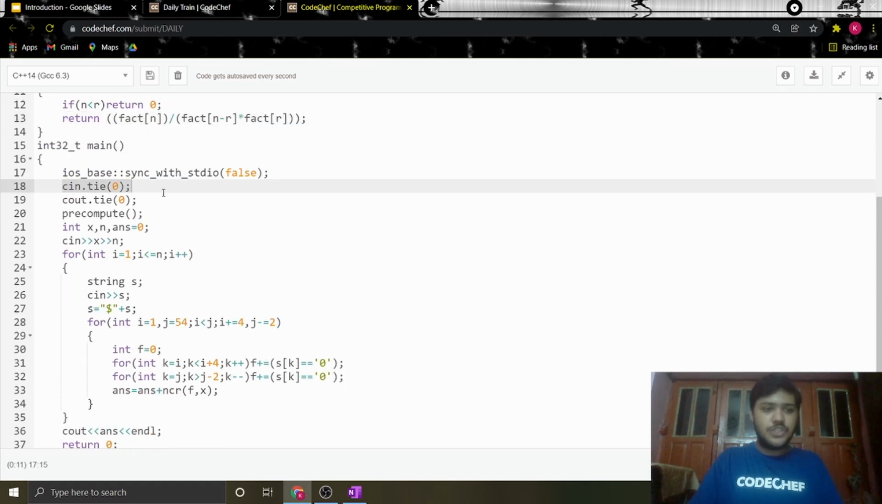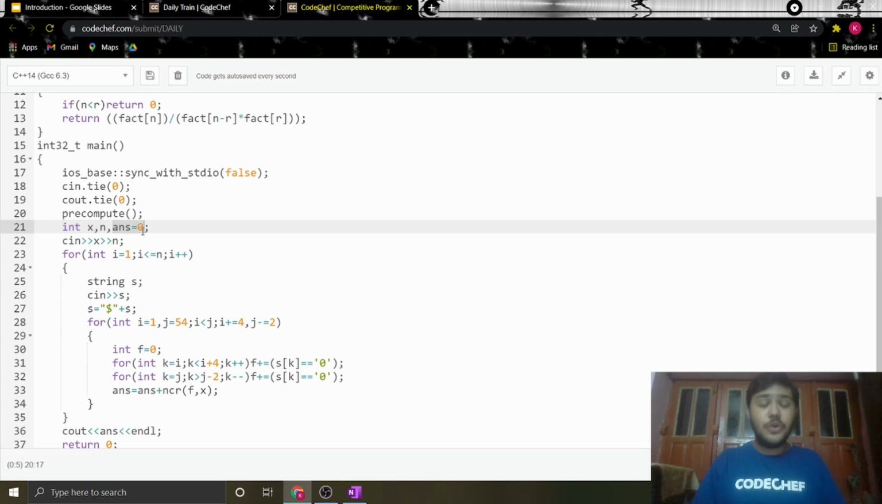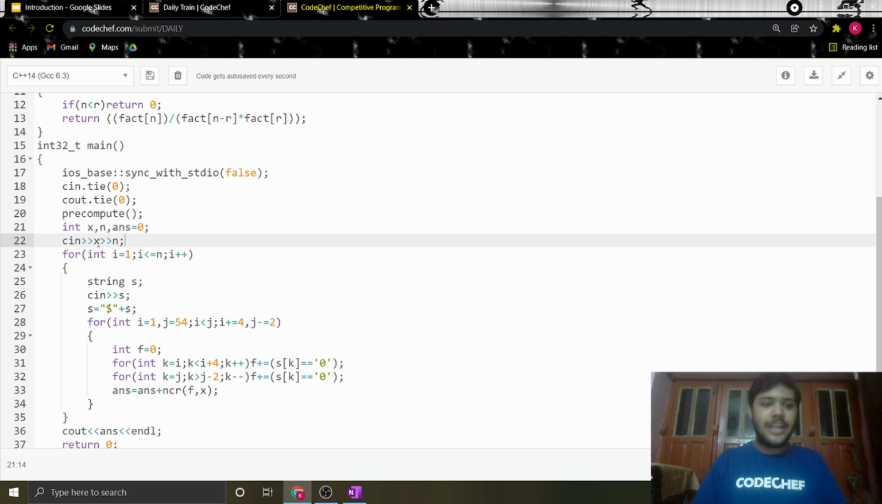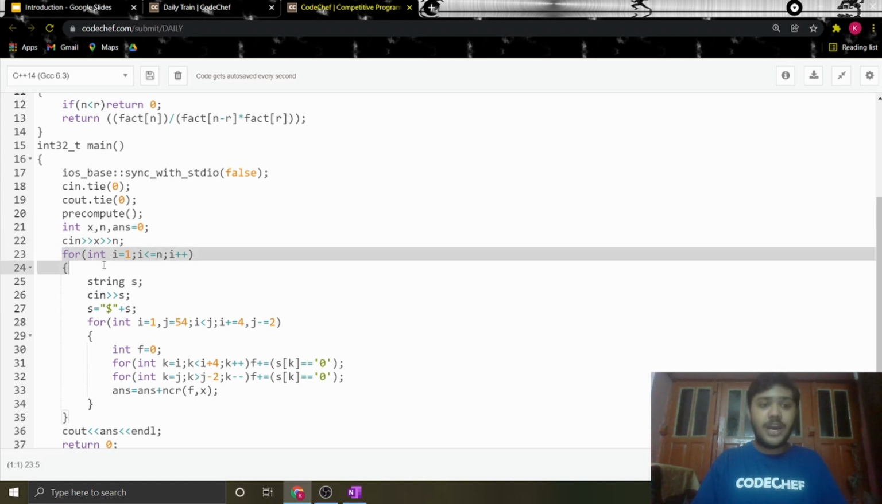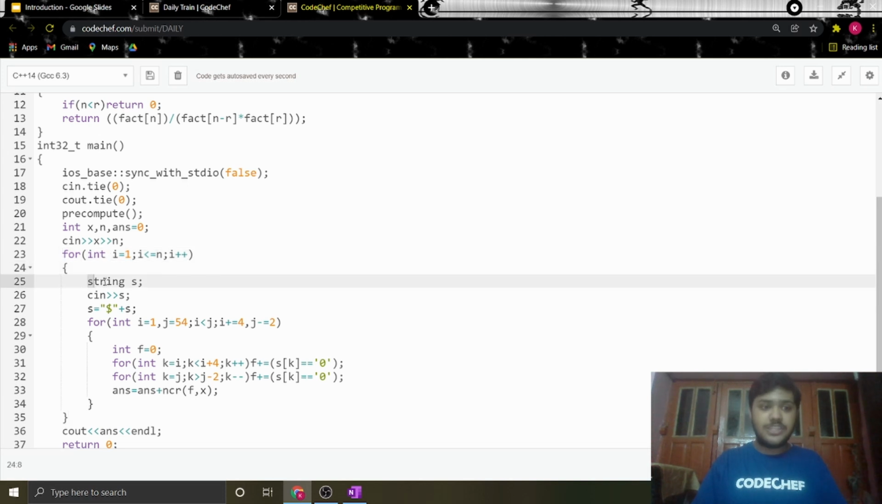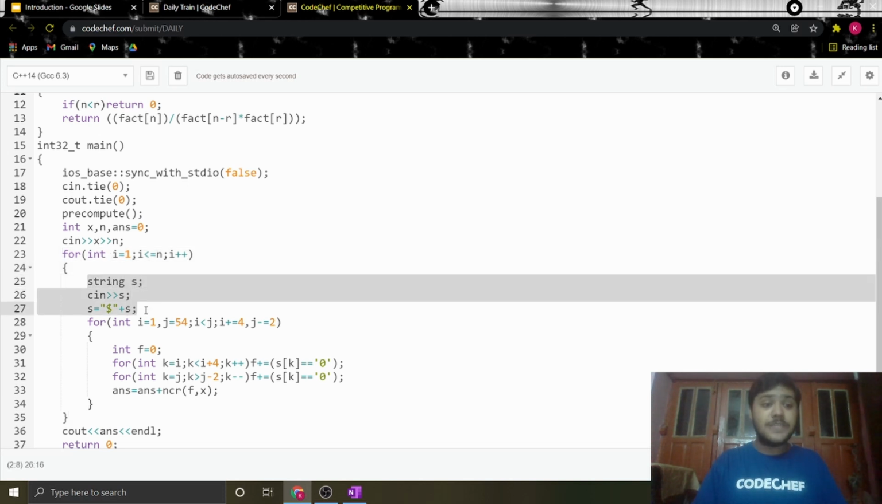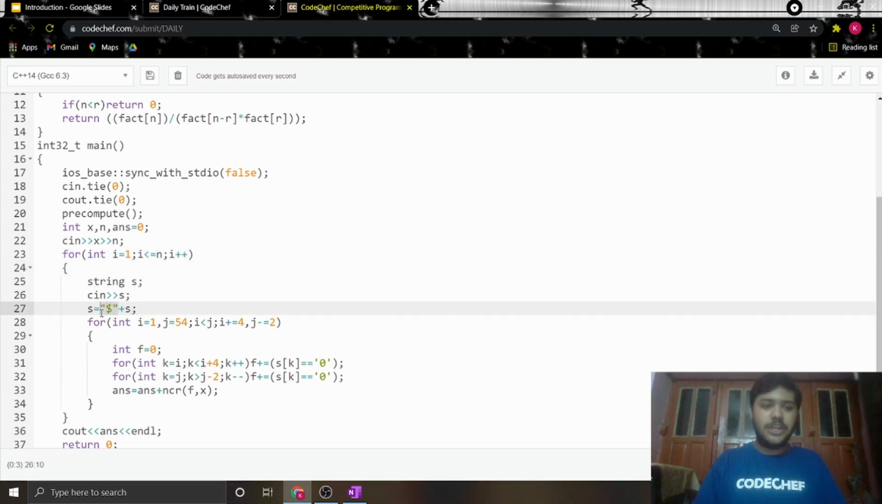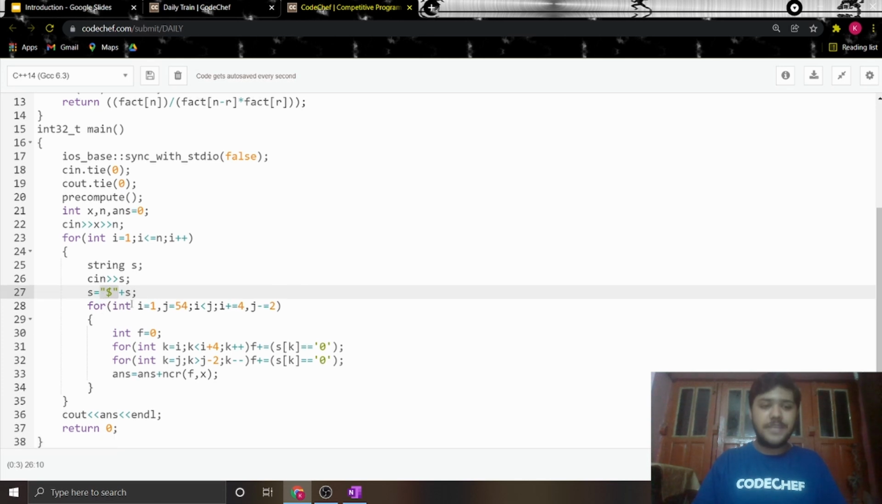Now, this is used for fast input and output. I call this pre-compute function before taking the input. Now here x denotes the number of friends, n denotes the number of cars, and I initialize the answer equal to 0, which would be the number of ways to buy x tickets. Now I take the input of x and n. Now I take the input of every car, and the input of a car is taken in the form of a string s. I attach a dollar in the front of the string to get one based indexing.